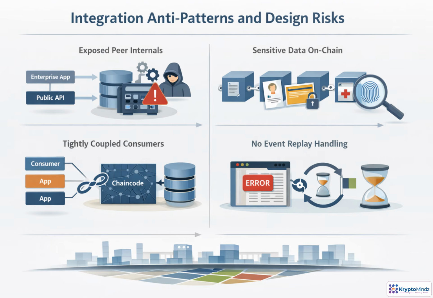Many Fabric integration failures come from treating the network like a normal database or message broker. Keep peer internals behind an application service or gateway. Put sensitive or mutable data off-chain with hashes or references on-chain. Give consumers stable contracts, not direct dependencies on chaincode structures. And design events as a recoverable stream. Checkpoint progress, replay from blocks, and make handlers idempotent. These choices reduce security exposure, compliance risk, and production fragility.